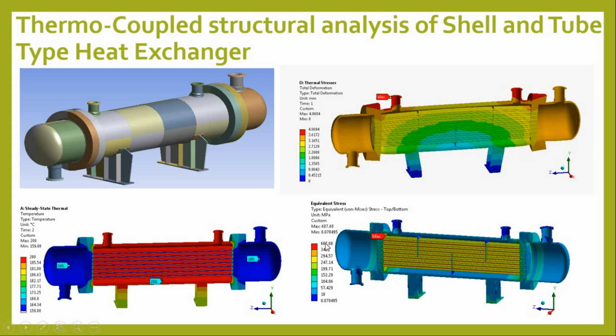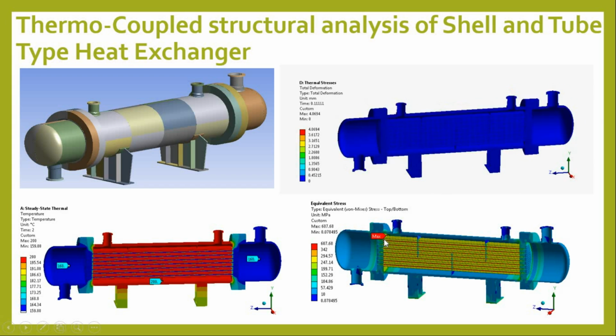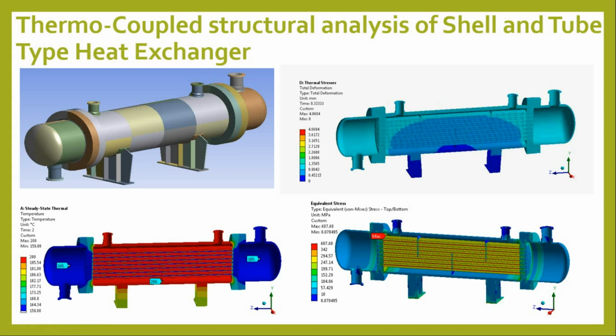So you will find the maximum stress over here, because there will be more temperature gradient at these junctions, that is called the tube sheets. Okay, so this is one example of thermocoupled structural analysis.